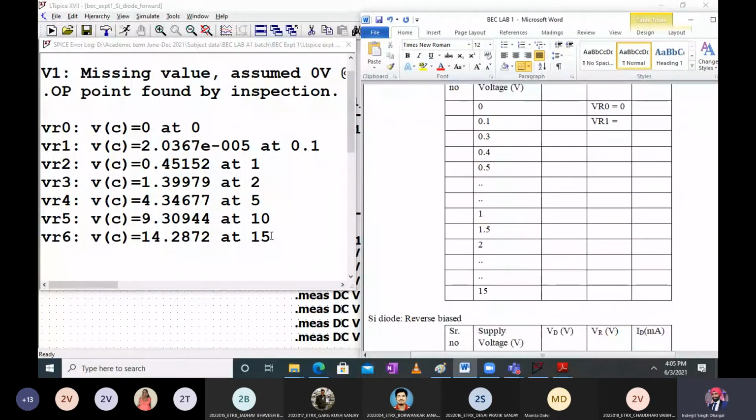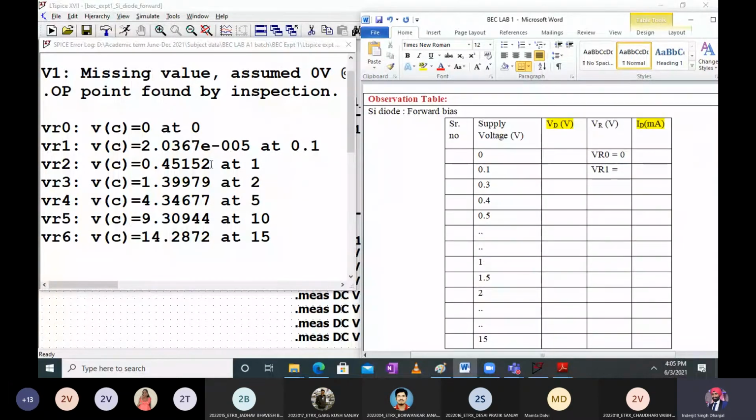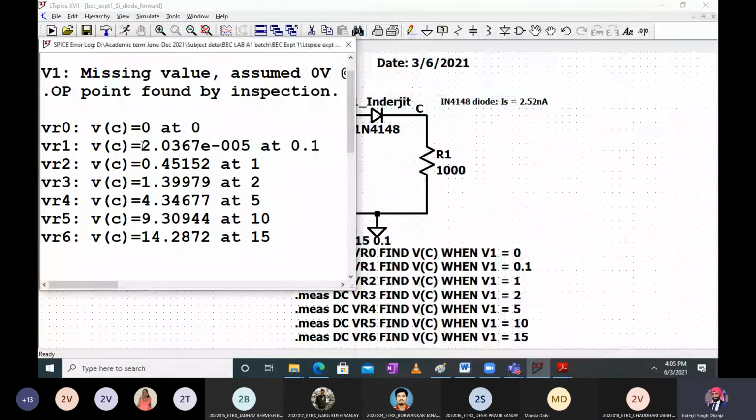What is VR6? I mean, what is this 15, 1, 2, 3? ये क्या है? Supply voltage है ना? Did you get the point, everyone? Yes, sir. हाँ. Okay. So ये जो values है, you can directly copy from here and enter into your table. तुम्हारे पास table है ना? Now you understood the meaning of VR0, 1, 2, 3.